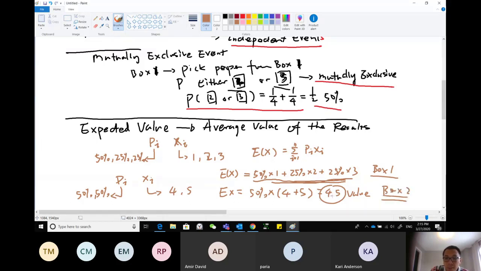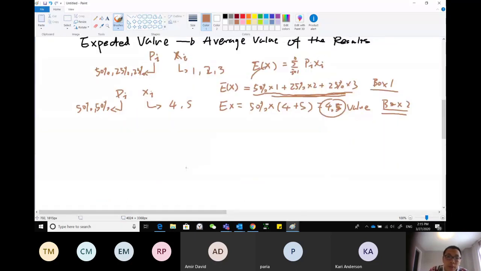As you can see here, it's not either 5 or 4, it's in between 4 and 5, but this actually represents the average value. So if you are picking from box 2 many times, right, each time you get different values, and if you take all these values and get a mean value, that will be equal to this expected value.